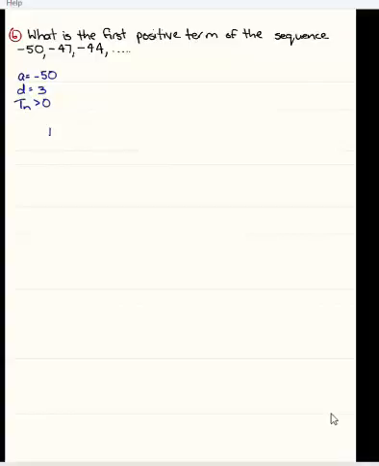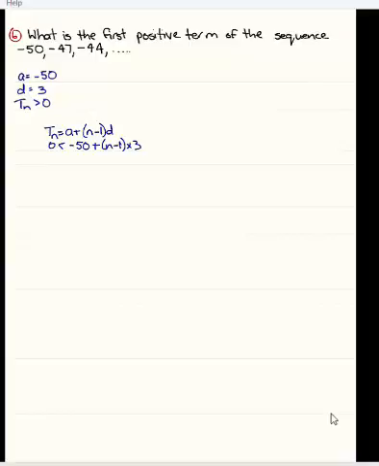We start off with that wonderful formula again. By the time you get through this exercise, you should know that formula backwards. Okay, so we want this to be greater than 0. So we need minus 50 plus n minus 1 times 3 to be greater than 0, and you're just going to solve.